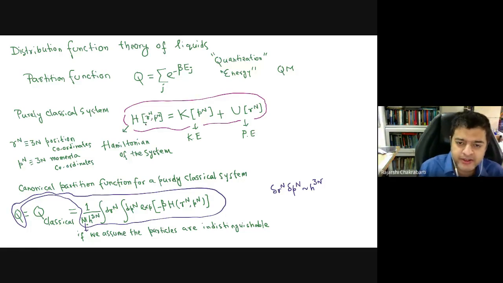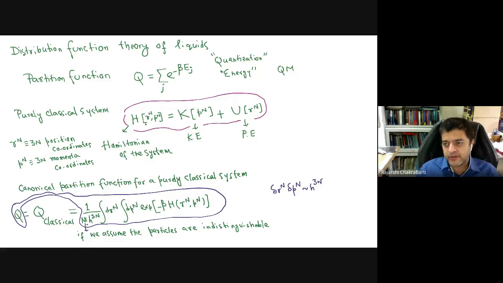One is kinetic energy, which is very simple: p squared by 2m, summed over all N particles. And then your potential energy, because this potential energy is actually how these particles interact with each other, and usually it is pairwise interaction. That is how it is treated.